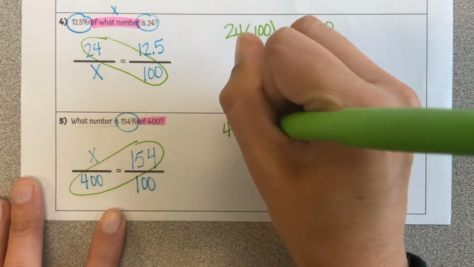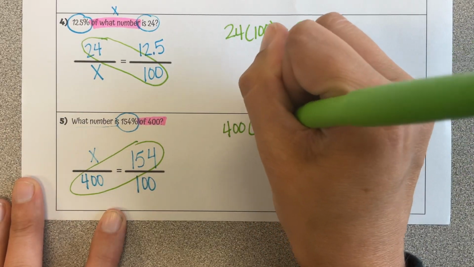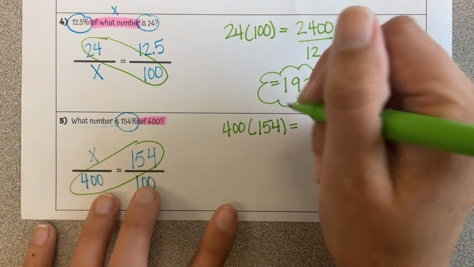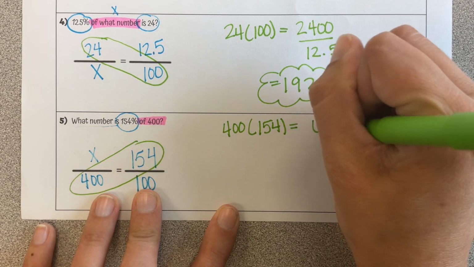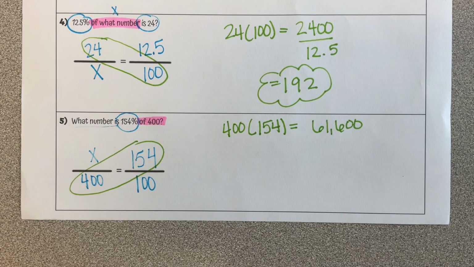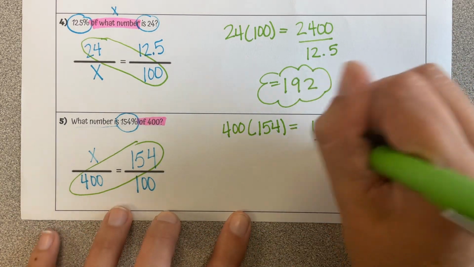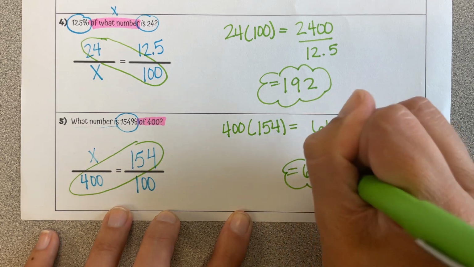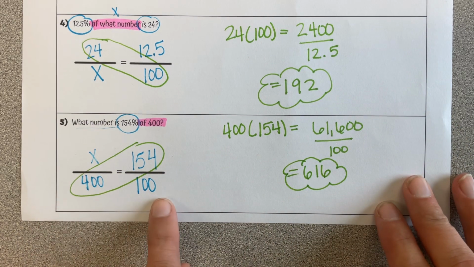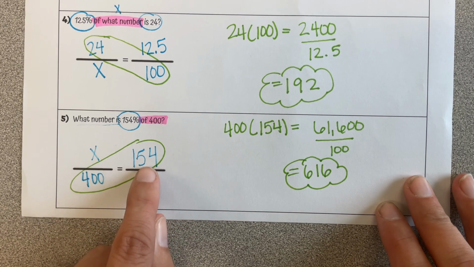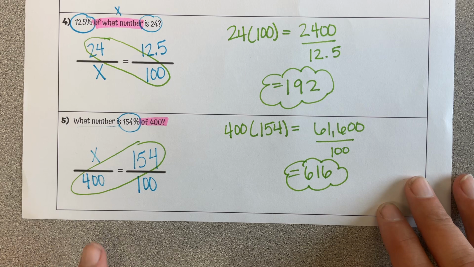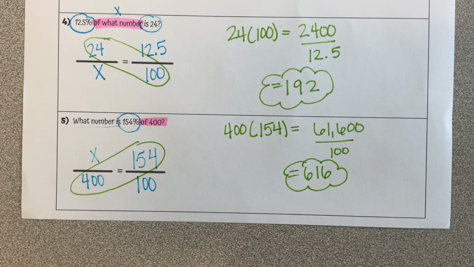So we can solve. We're going to multiply those two diagonals, 400 times 154, to get 61,600, and then we're going to divide that by 100 to get 616. And think logically here. 400 is 100%, so 154% is going to be bigger than that, more than half of that added to it. So that answer makes sense. And that's it.